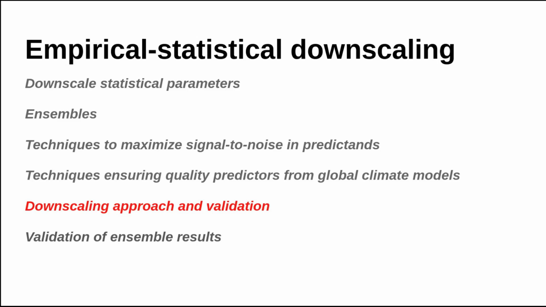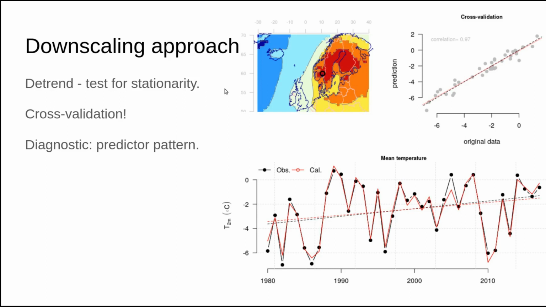Next, I want to talk about the downscaling approach and validation. One thing we can do when we do the downscaling, before we calibrate the model, is to detrend the data. So we remove the linear trend in the predictor and the predictand, and then we calibrate the model, and then we add the trend back to the predictor and use that as input to the model to see how well it reproduces the long-term changes in the predictand. Here is one example where the black curve is the observations, and the red curves are the predictions after we have calibrated the models with the detrended data and then added the trend back, to see if we can reproduce the results.